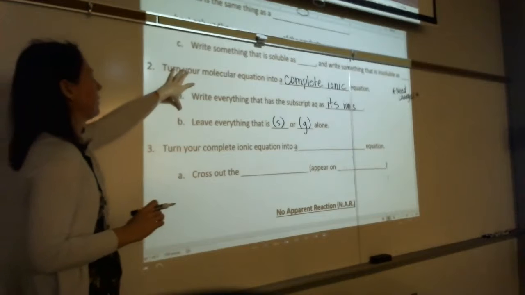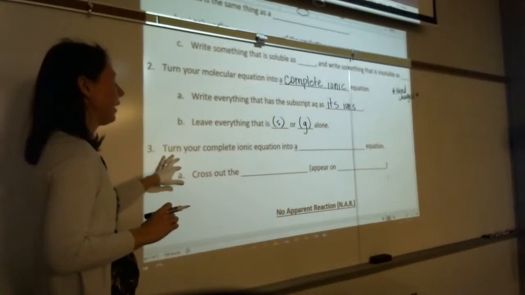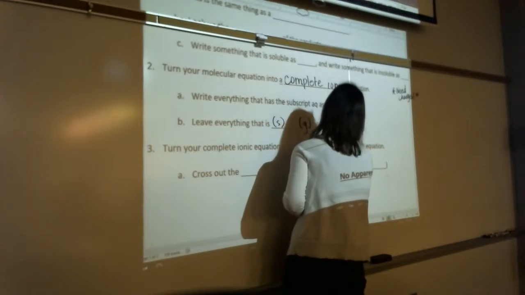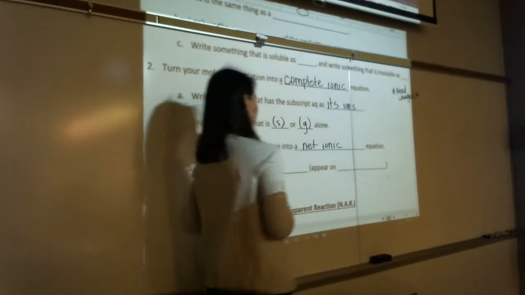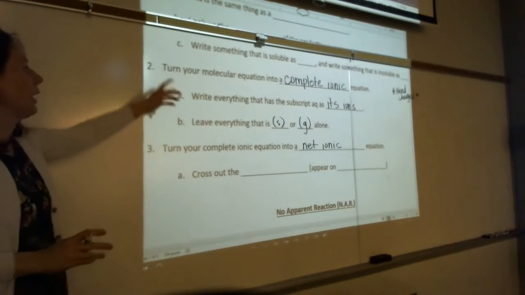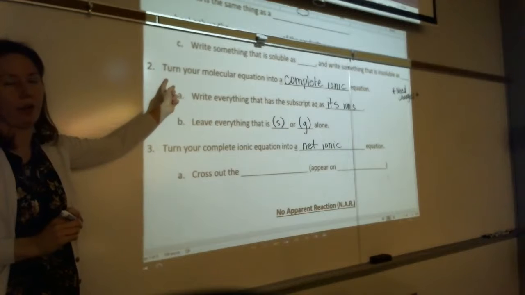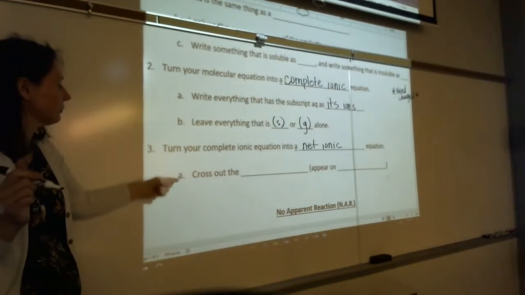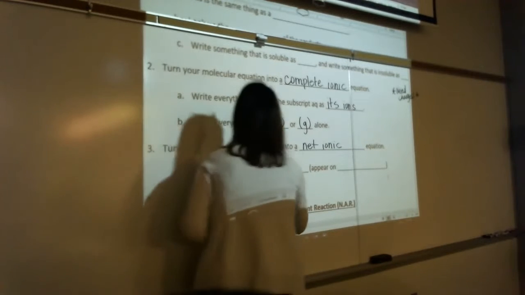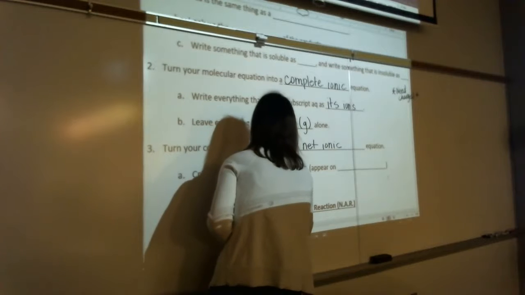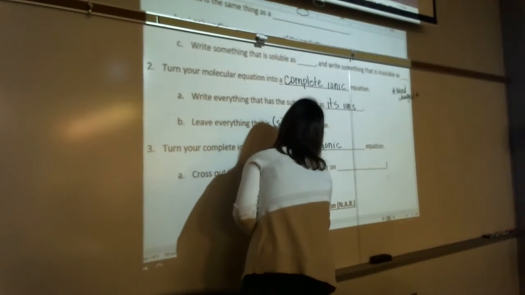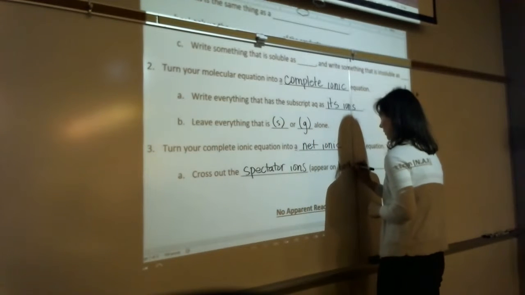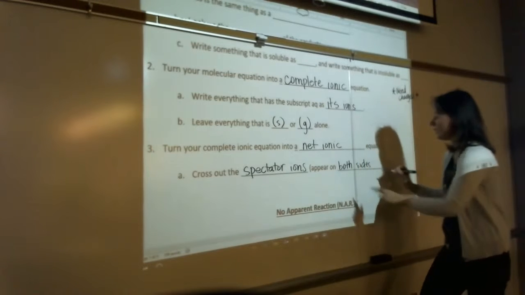Now you're going to take your answer here, and you're going to turn your complete ionic equation into a net ionic equation. All right, so what does that mean? Well, when you write the complete ionic equation, you will find yourself writing the same thing multiple times. You're going to feel redundant. What you want to do is cross out the spectator ions. These are the things that appear on both sides, and they must appear exactly.